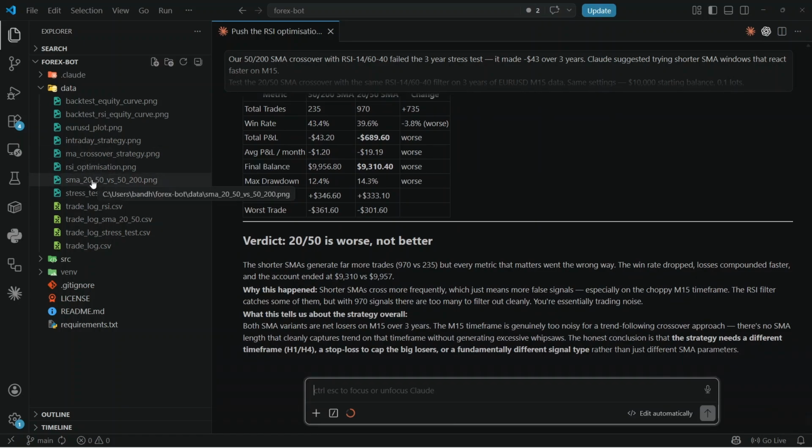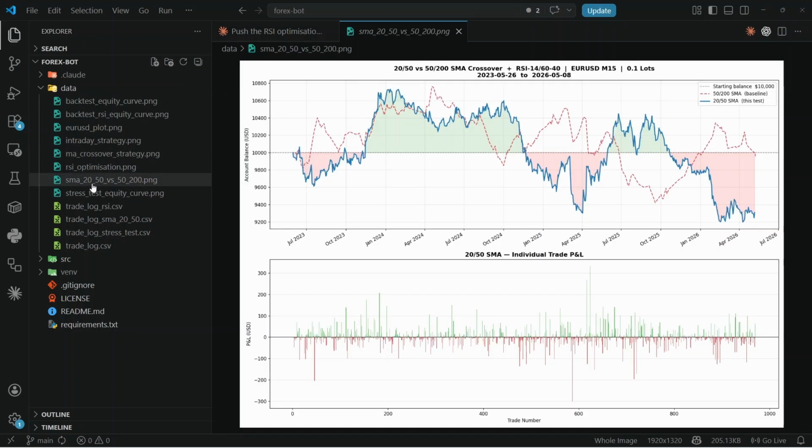This chart shows exactly what happened. The red dashed line is the 50 and 200 SMA, our episode 7 result. It's bad, but it stays relatively close to the starting balance for most of the 3 years. The blue line is the 20 and 50 SMA. Look at where it ends up: $9,310. That's nearly $700 below where we started. And look at the volatility. The blue line swings widely up and down throughout. That's not a trading strategy. That's a coin flip with extra steps.